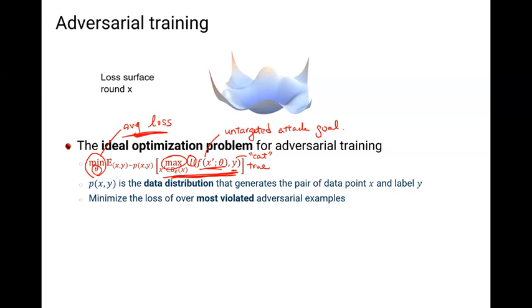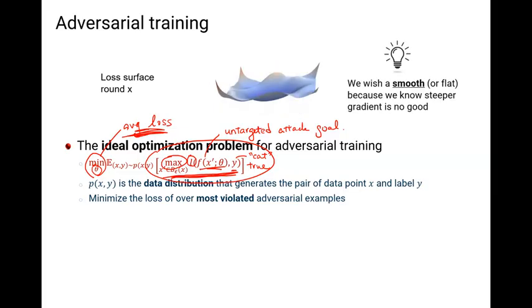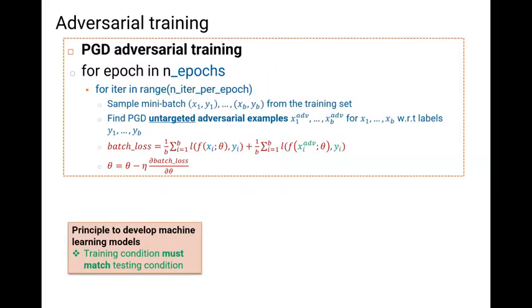This is the expected value, the average loss due to this. So this is what we are doing. We assume there's an attack during the training, and then we want to minimize the average loss, with this attack inside our training.